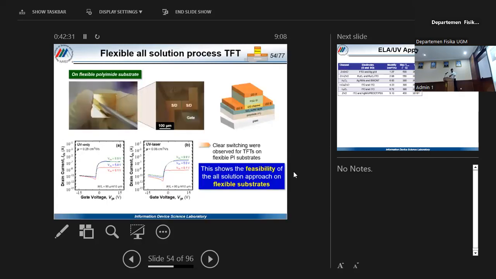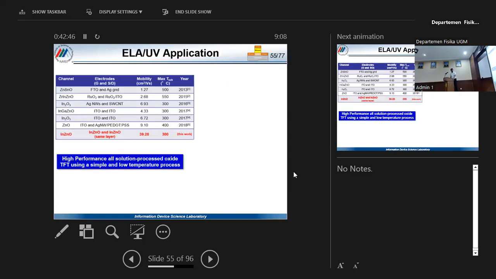And we did that. We fabricated the all solution process TFT on a flexible polyimide substrate. It's flexible, and using the UV only or UV laser, we can still get switching characteristics. This is just the benchmark. These are the old all solution process TFTs before, and this is our work. Very high mobility, and the maximum temperature in the substrate is only 300. This is due to the deposition of the film. We need around 300 degrees to form the oxide.